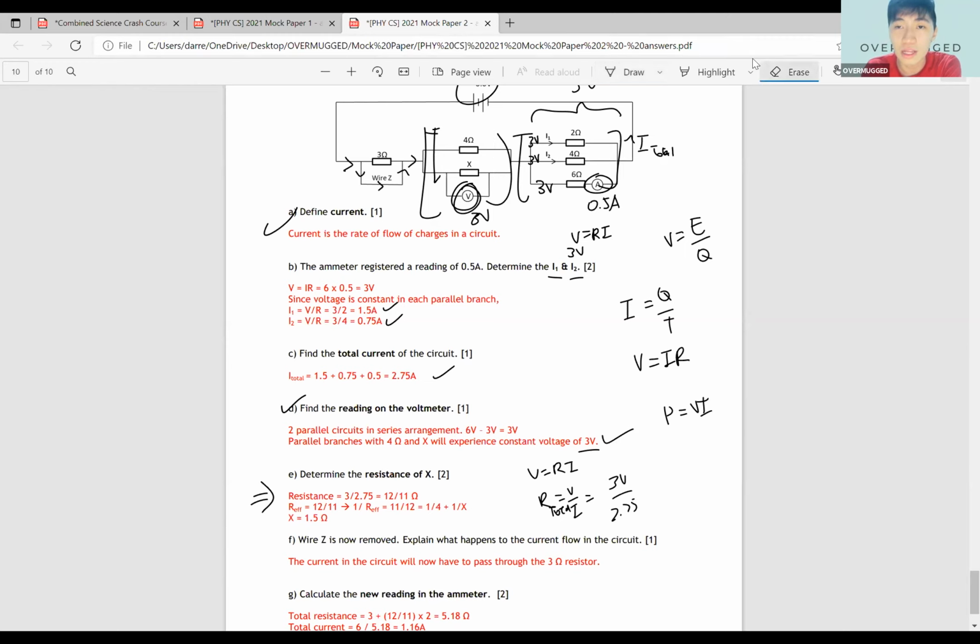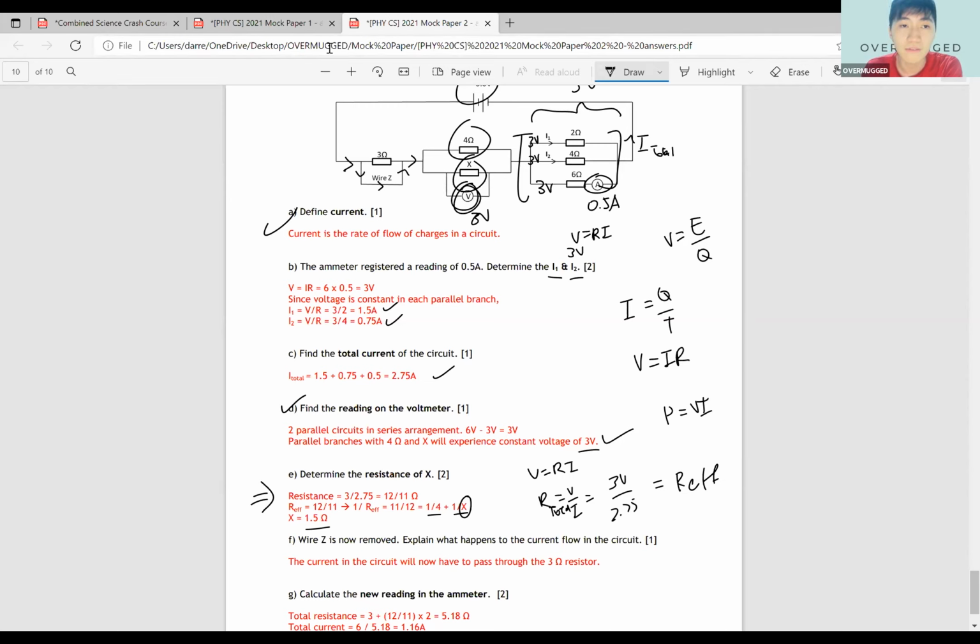Then from there, all I need to do is to work backwards. Now that I know my resistance, it's 12 over 11. My effective resistance is 12 over 11. I can take 1 over my effective resistance equals to 1 over 4 plus 1 over X. Then I solve for X, which is 1.5. So I repeat again, how do we find the resistance? I take total voltage of my parallel branch over total current to find total effective resistance. Then I work backwards because I got 1 over X and 1 over 4. Then I do equals to 1 over effective resistance. Then I solve for X. So it's about forming an equation and making sure that it fits into the correct value.